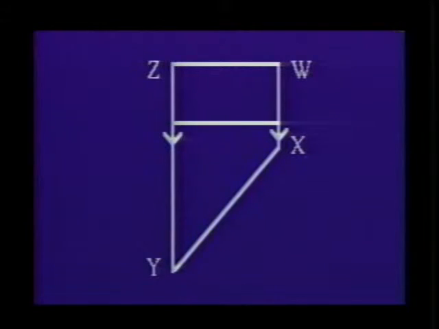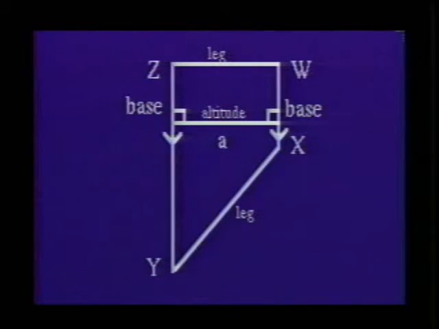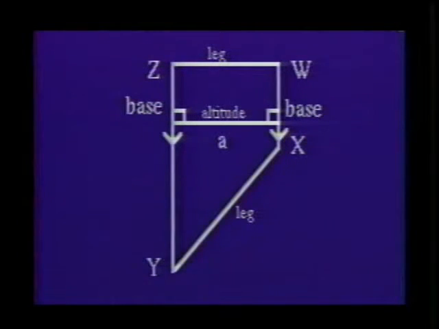In trapezoid WXYZ, line segments WX and ZY are the bases, and A is the altitude. The legs are line segments ZW and YX.